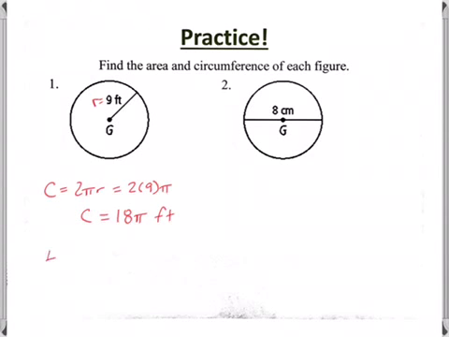Then the area for a circle equals pi times our radius squared. Well, our radius is 9, so we've got pi times 9 squared, which gives us an area of 81 pi feet squared.